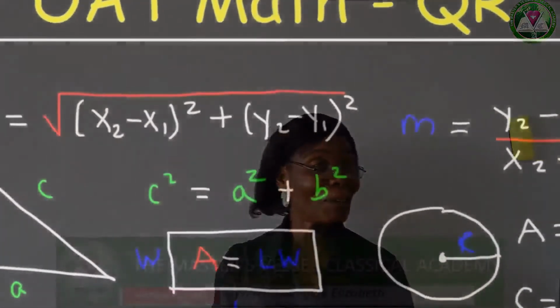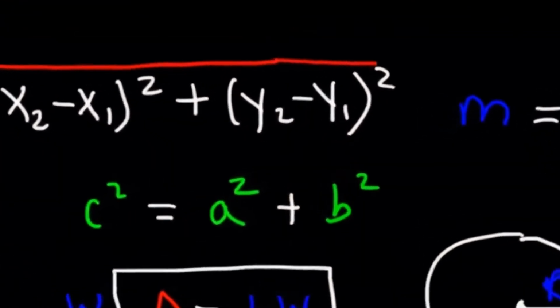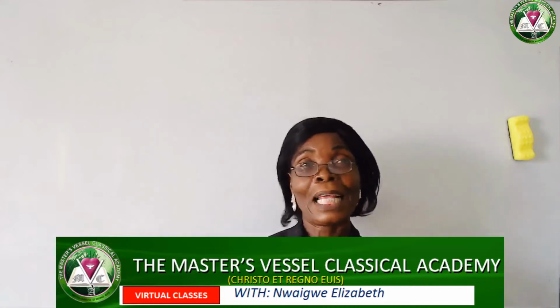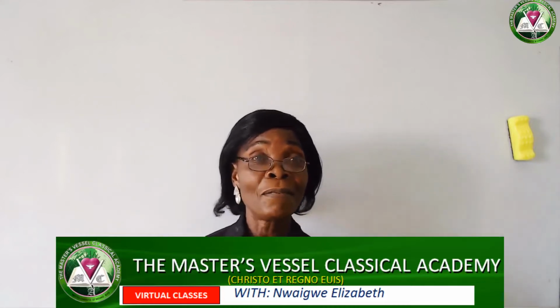Wonderful children at home. My name is Mrs. Nwaigwe Elizabeth. I am your quantitative reasoning teacher, and the class I am to teach now is primary 5 and 6. The topic for this quantitative reasoning lesson is finding the missing numbers using multiplication and division.